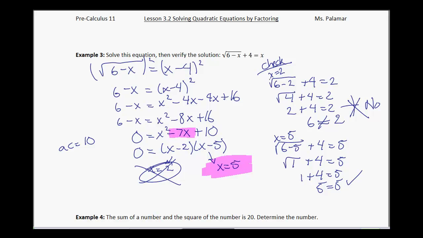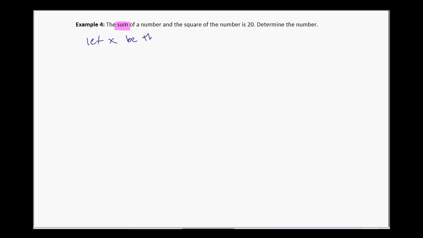Let's do one more example. Example 4. The sum of a number and the square of a number is 20. Determine the number. So when it says sum here, we know that we're having an addition. Let x be the number. So it says that the sum of a number and the square of the number is 20. Square of the number looks like that, whereas this is the sum, and that all equals 20 here.